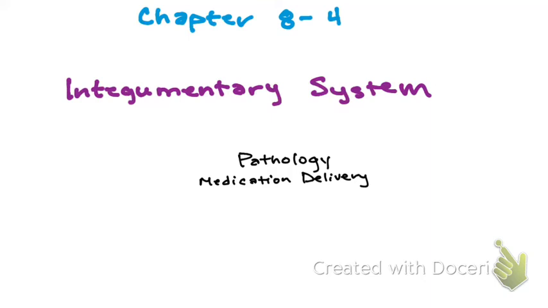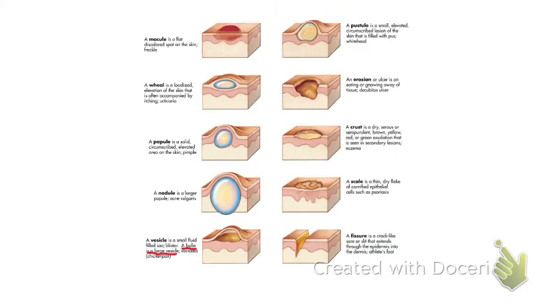This lecture covers the fourth part of Chapter 8, the integumentary system. It covers pathology and medication delivery. Different lesions on the skin can be described with specific terminology.